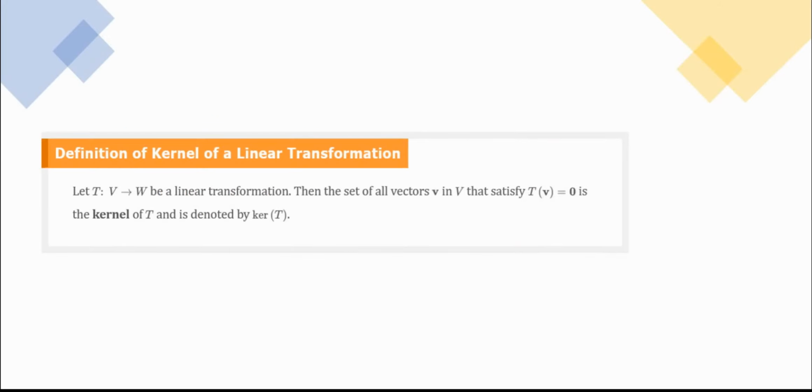So the definition of a kernel of a linear transformation: let T map vectors from V to W be a linear transformation, then the set of all vectors little v in capital V, that vector space V, that satisfy T of v equal to 0. The kernel wants to find out what vectors are mapped into 0. So this is called the kernel of T, and denoted by ker of T.